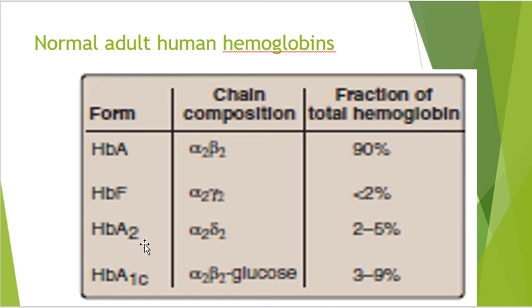Hemoglobin A2, or the minor adult hemoglobin, is composed of 2 alpha chains and 2 delta chains, and its concentration is about 2 to 5% of the total hemoglobin present in adults. Hemoglobin A1c is called the glycosylated hemoglobin. It is composed of 2 alpha chains and 2 beta chains, which are linked with a hexose moiety, and its concentration is 3 to 9%.